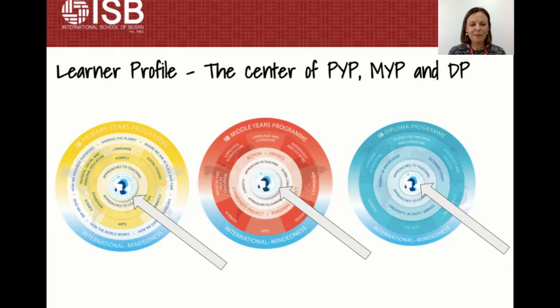But before we dive deep into the approaches to learning, let's remember what's at the heart of the IB programs, and that is the learner profile. Having a look at our 3 program models here, you can see the learner profile features at the centre of all 3 programs. On the left, we have the primary years program, which is for our early years 1 to grade 5 students. In the middle, we have the middle years program, which is for grades 6 to 10. And then we have the IB diploma program, which is for students in grade 11 and 12.